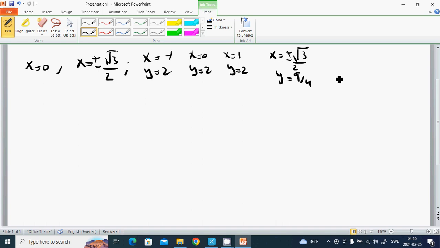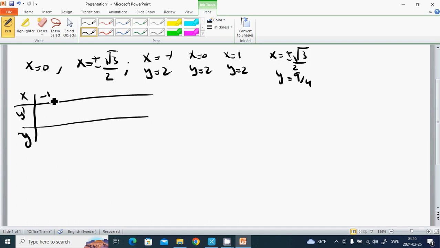Then we are going to draw the table with x, y prime, y. It is minus 1, minus root 3 over 2, 0, root 3 over 2, and 1, and y is 2, 9/4, 2, 9/4, 2. The behavior is up, down, up, down. Negative, positive, negative, positive.